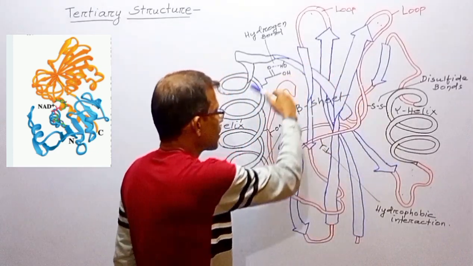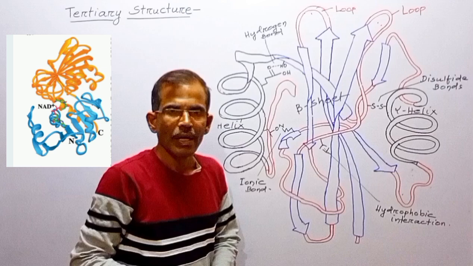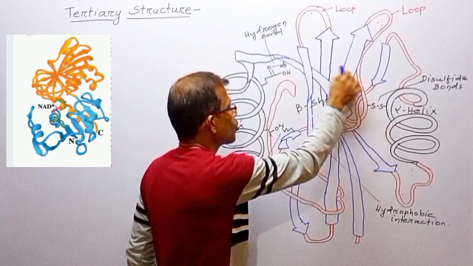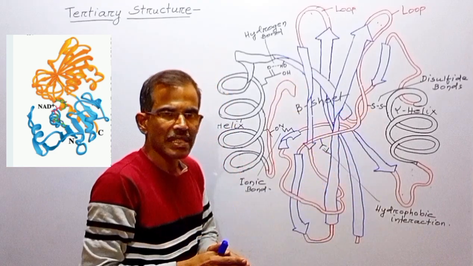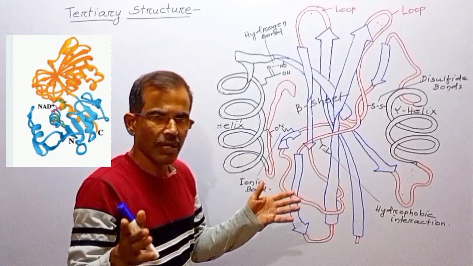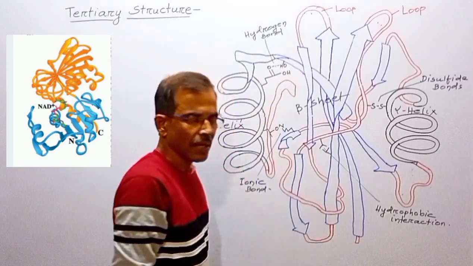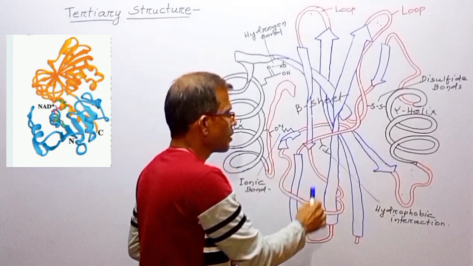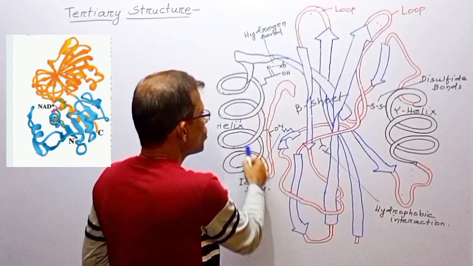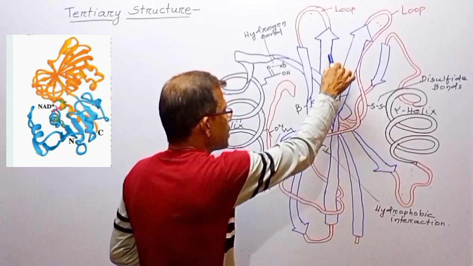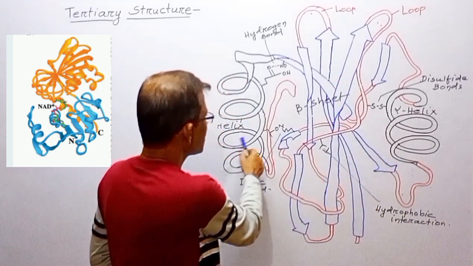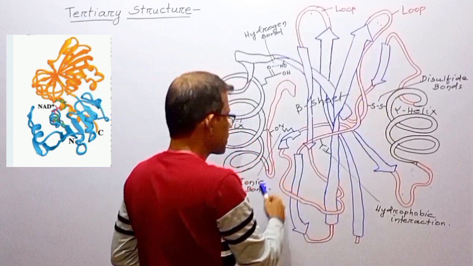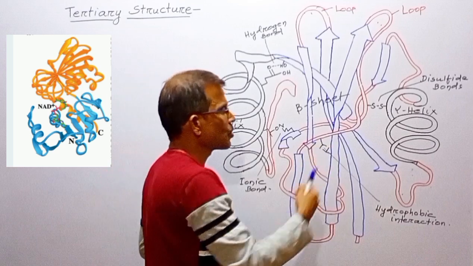This figure shows the tertiary structure of a protein. As already mentioned, non-polar amino acids are generally found in the protein interior. Charged and polar amino acids are generally found at the protein surface. Polar amino acids are also present in the protein interior. In this figure, there are two alpha helices and this is the beta pleated sheet. So these secondary structural elements are connected with the help of loops and turns to produce the tertiary structure.